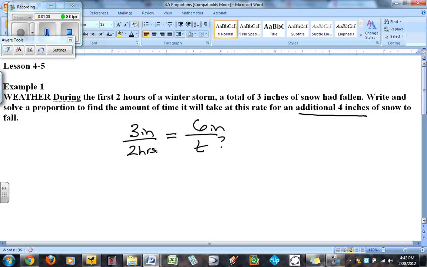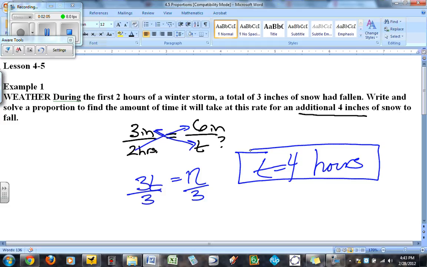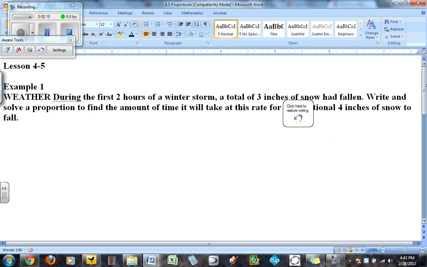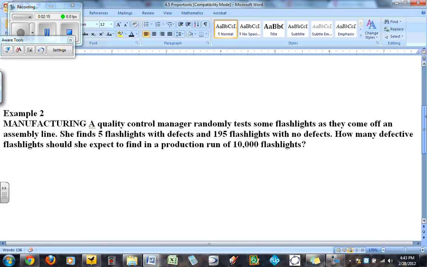To solve this, we use a method called cross multiply and divide. So if I cross multiply, 3 times t is 3t, and 2 times 6 is 12. In order to solve, we then divide by 3. So t equals 4. We solved for t, which was hours. So in 4 hours, if it's going at the same rate, we should have 6 total inches, or 4 additional. So we cross multiply and divide to solve proportions.